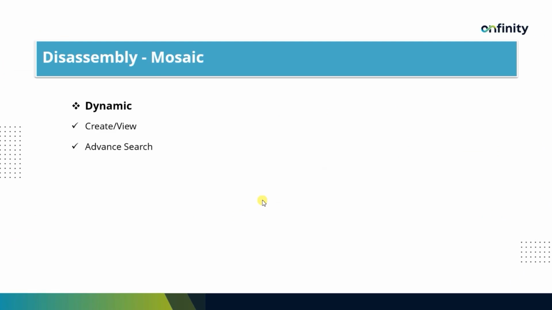Our next topic is the disassembly mosaics, which we have already explored during the demonstration of the assembly landing page. In the assembly mosaics, we have the Create View mosaic to view records and add new ones, as well as the advanced search, which can be used to filter records as needed.